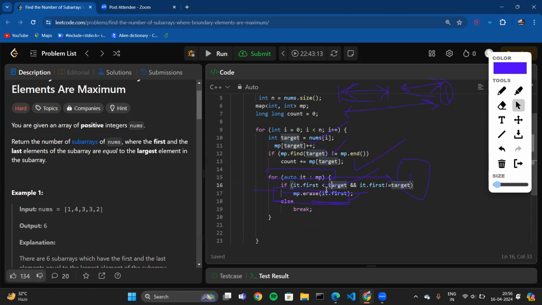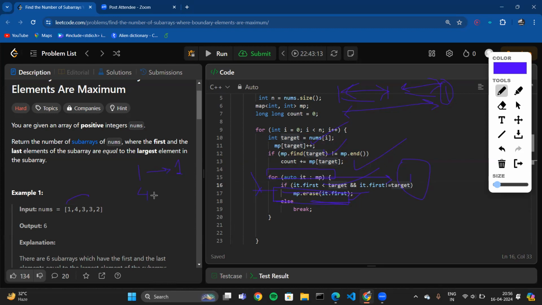Now, why will I erase it from the map? Let us understand from this example only: 1 and 4. Now 1 came once. Fair enough. I included that in my answer, and this condition did not execute, so I break out.